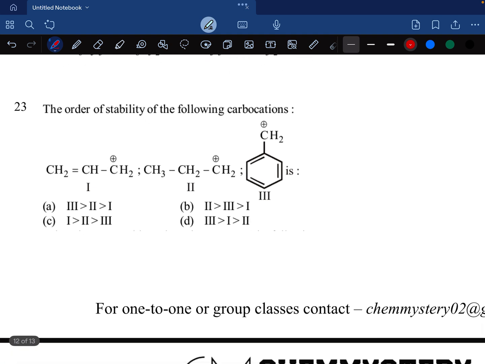The order of stability of the following carbocations. Again, we need to check the stability order. Stability of the carbocations. What is providing stability? In this particular case, this is resonance.